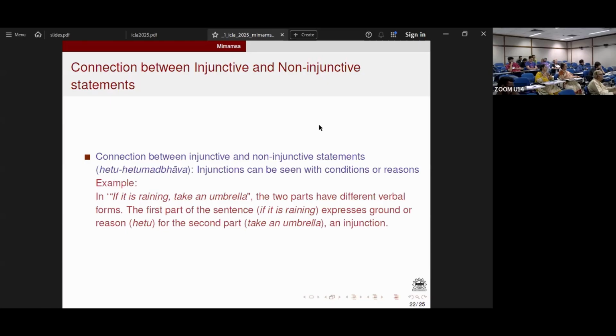Theology and criticism kind of statements. Those statements typically are not injunctive statements. They give you the reason why you should perform a particular sacrifice. So the connection between them is also important.